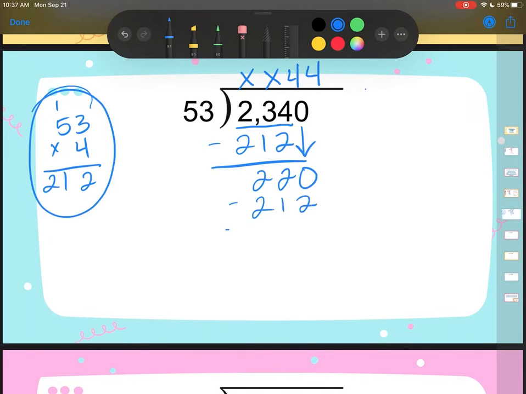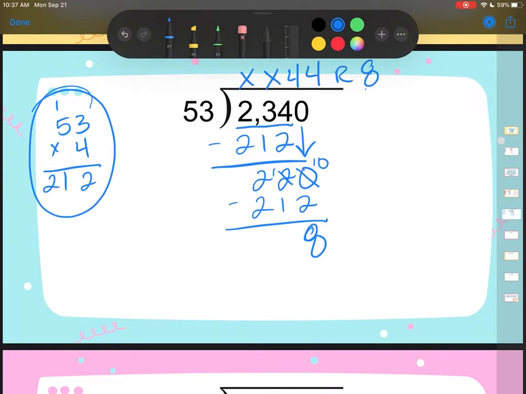4 times 53 was 212. And I subtract, and when I do that, I get 8. Well, 53 can't go into 8. I don't have anything left, so I end up with 44, remainder 8.